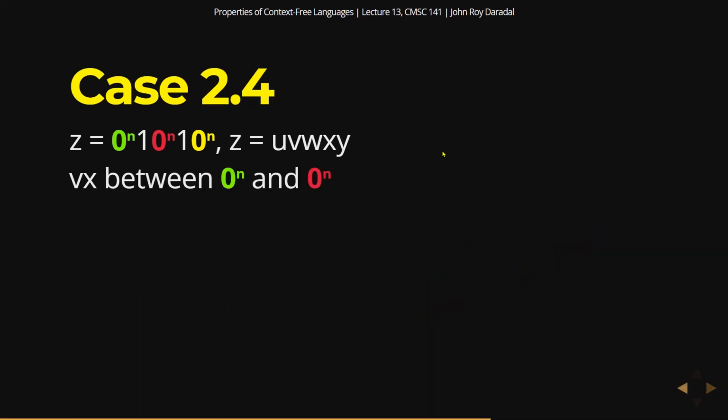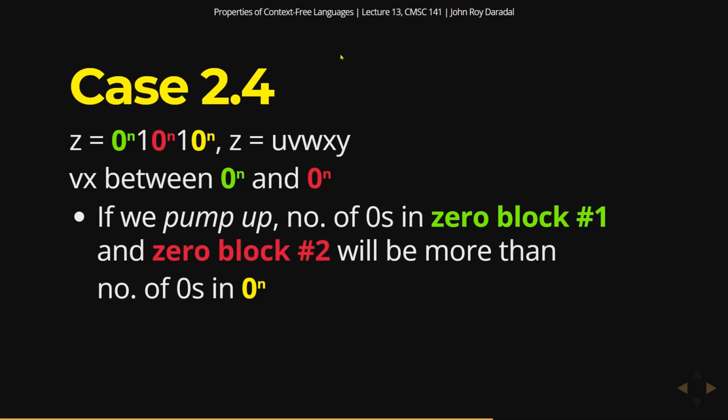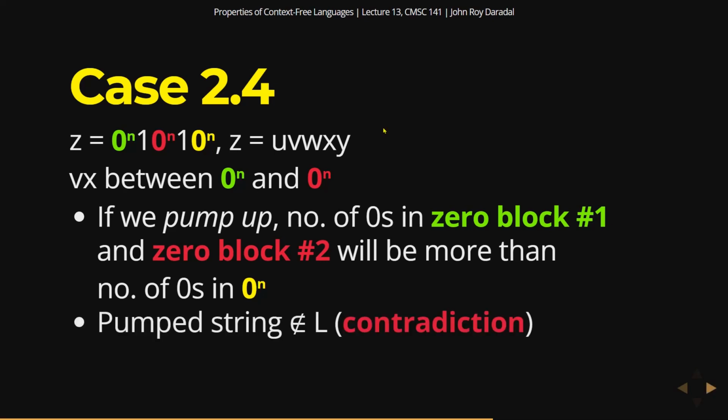Okay, and then for the fourth case, if it's between the green and the red, let's say that v is a 0 in green and x is a 0 in red. If we pump up, the number of zeros in green and red will be more than the one in yellow, because this will not be pumped up. Only the green and the red will be pumped up, right? So with the number of zeros increasing in green and red, there will be fewer zeros in yellow. So it's not equal. So it's still not part of the language. It's a contradiction as well.